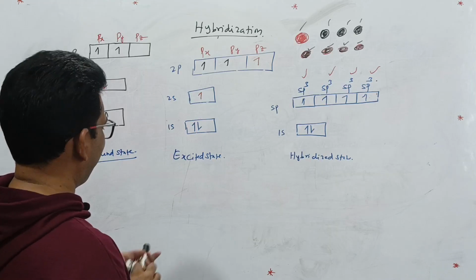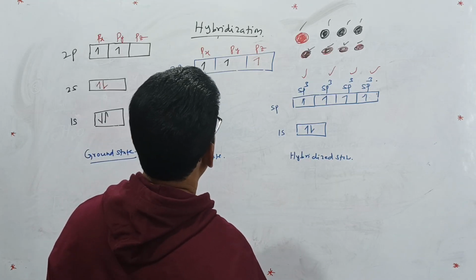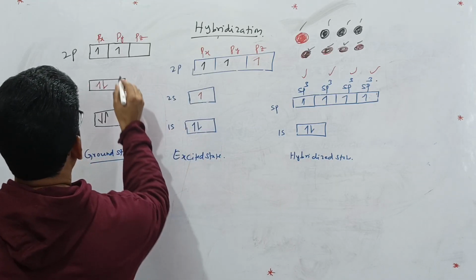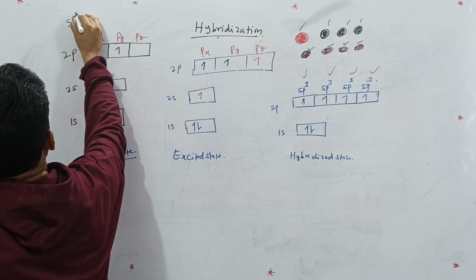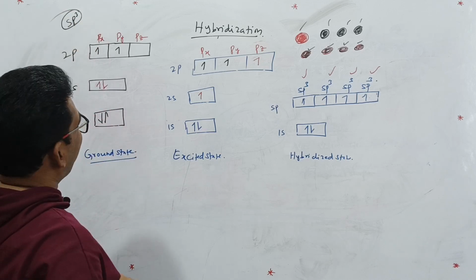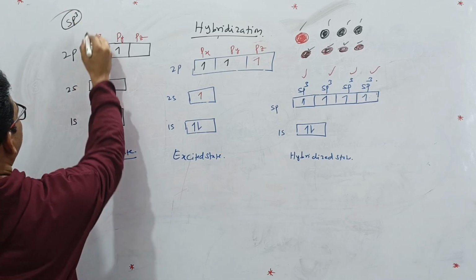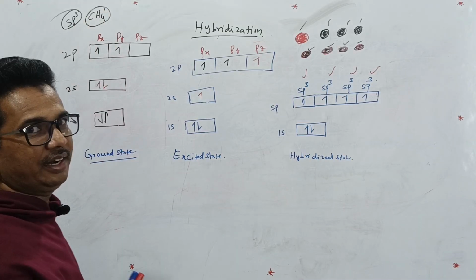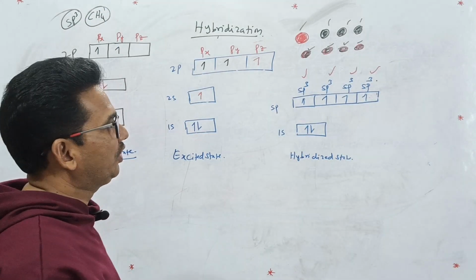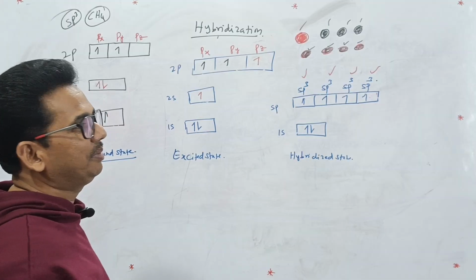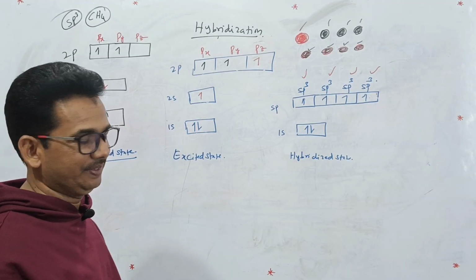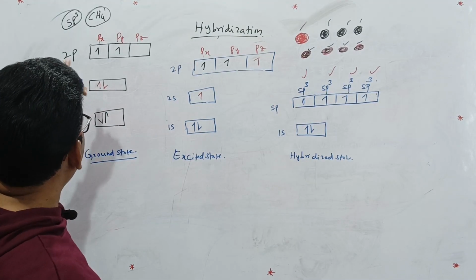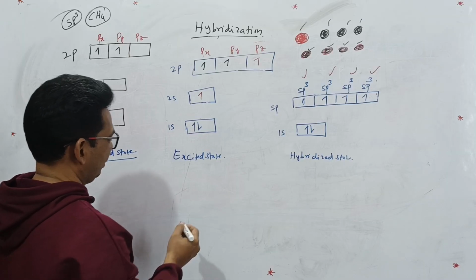This sp3 hybridization, where do we especially observe it? We observe it in methane, CH4. Already I showed the calculation of how to work out how many hybridized orbitals are produced. So, sp3, CH4.